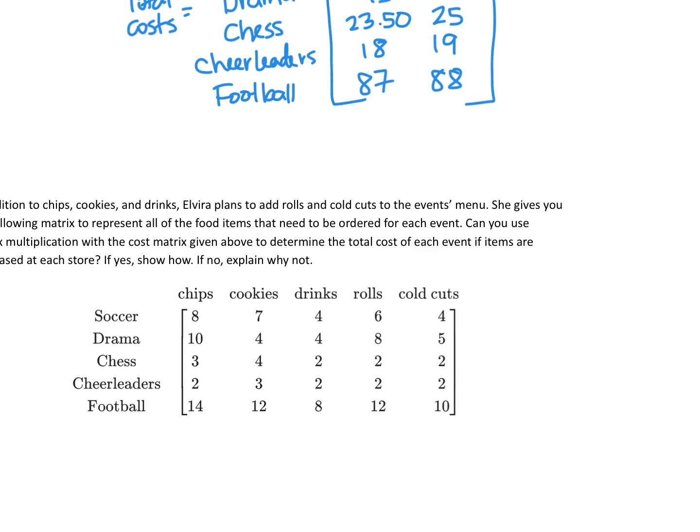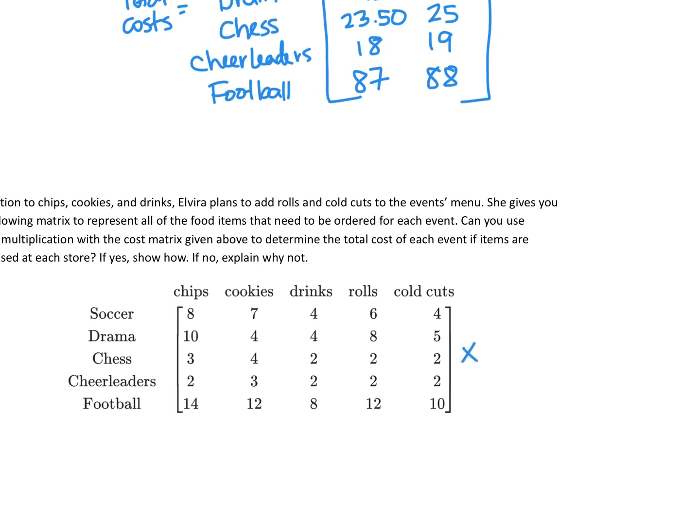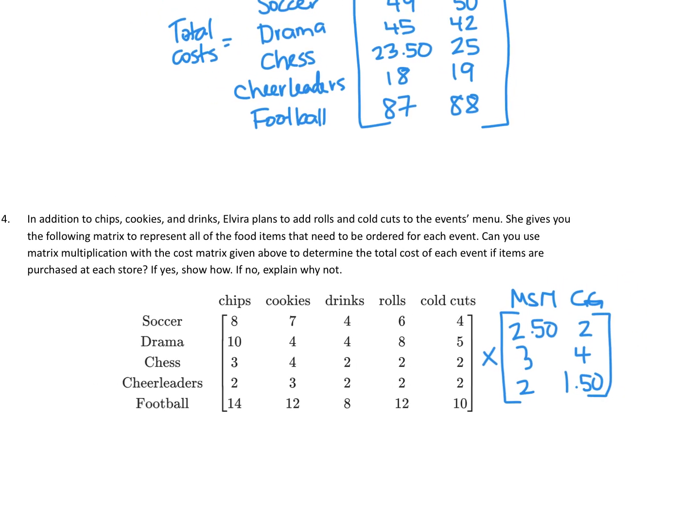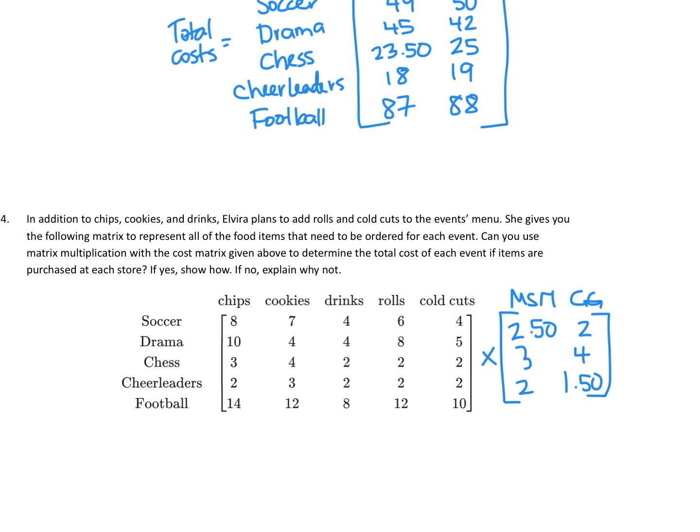Okay, so we're going to use that same cost matrix. So we're going to times it by our cost matrix, Main Street Market, and Grandpa's Grocery. Main Street Market chips was $2.50, cookies was $3, drinks was $2. Grandpa's Grocery chips was $2, cookies was $4, and drinks was $1.50. Okay, so can you use the matrix multiplication with the cost matrix given above to determine the cost of each item, of each event if items are purchased at each store?